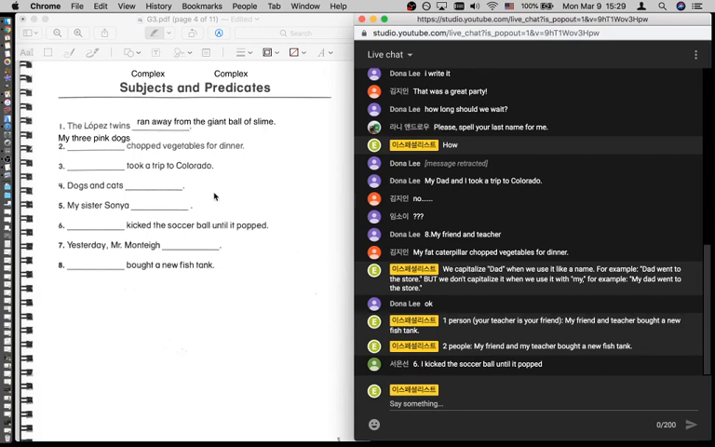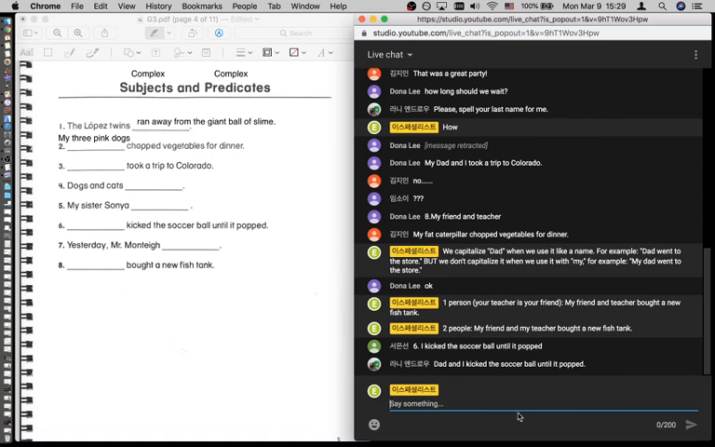So we say, give a little bit bigger, something more about who kicked the soccer ball until it popped. Not just one word. Okay, my dad and I kicked the soccer ball until it popped. Yes, that is correct, and you capitalized it like this. Good. Well, you have to capitalize it anyway. It's the first word of the sentence.